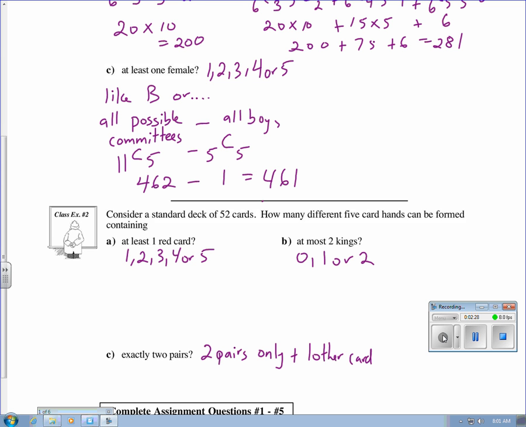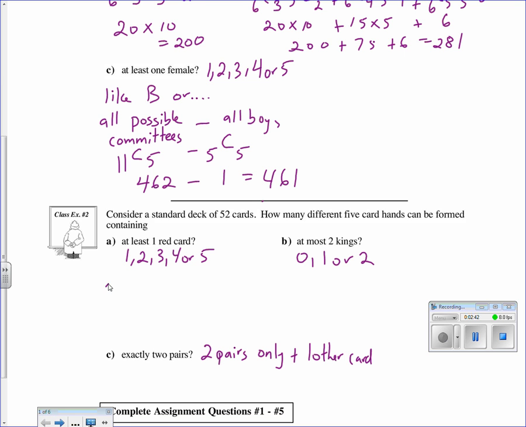Now we get to play with cards. Hopefully your knowledge of cards is adequate. At least 1 red card. We're going to solve like we just solved C. I'm going to deal out 5 cards from a deck of 52. So that means it's 52 choose 5.